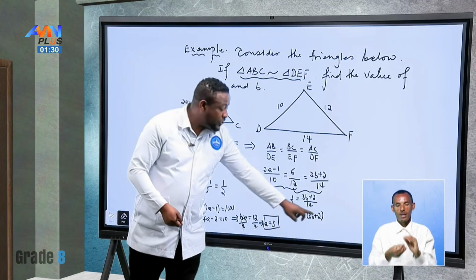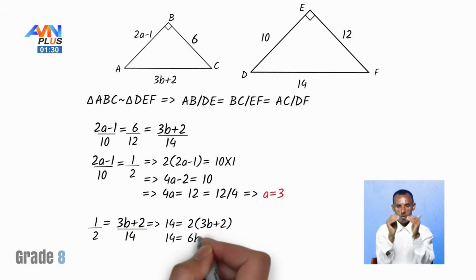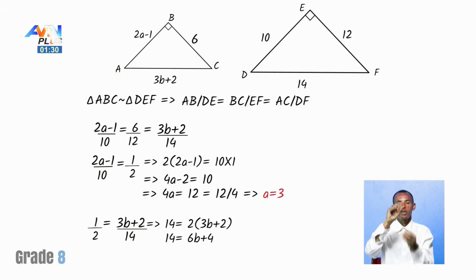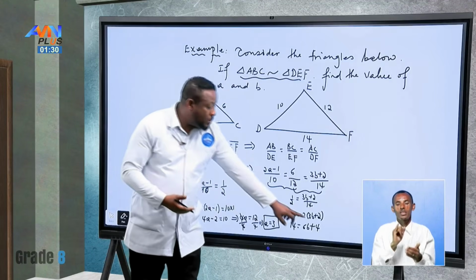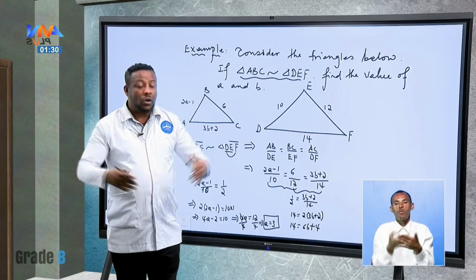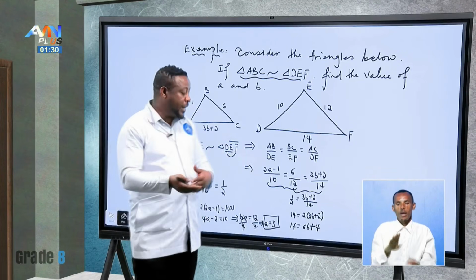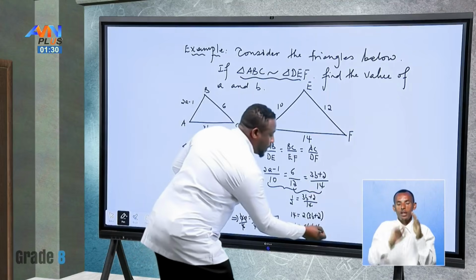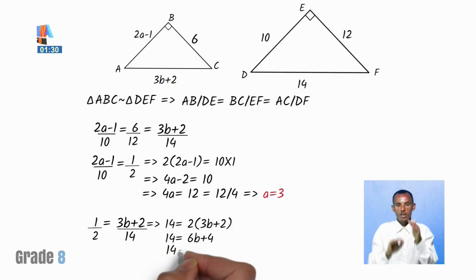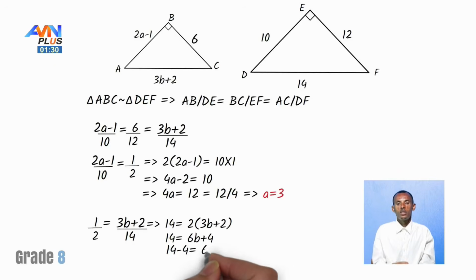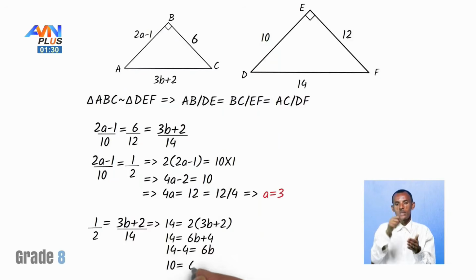Okay, distribute this number, then you will get 14 is equal to 6B plus 4. Now the next step is we need to transform this 4. Take both sides minus 4, you can subtract both sides minus 4. Then this becomes 14 minus 4 is equal to 6b. So this is the same as 10 is equal to 6b.